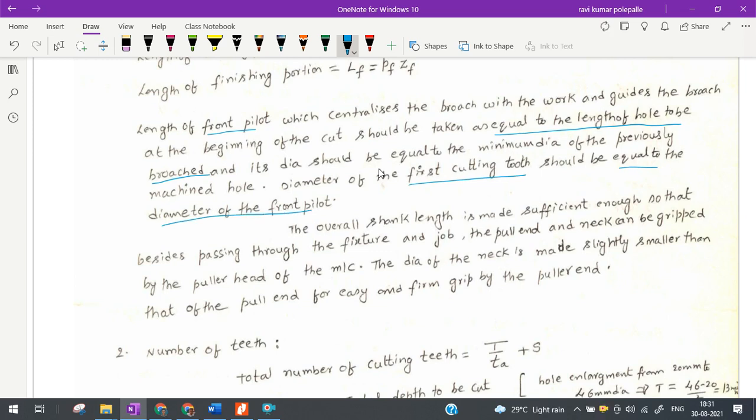Next, overall shank length is made sufficiently enough to see that the tool, while passing through the fixture and the job, the pull end and neck shall be properly gripped. Right? The diameter of the neck, as we have observed, is made slightly smaller so that the grip is going to be firm.